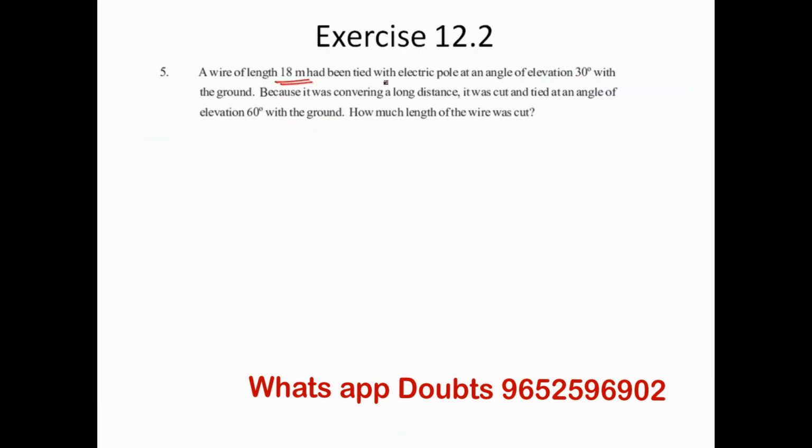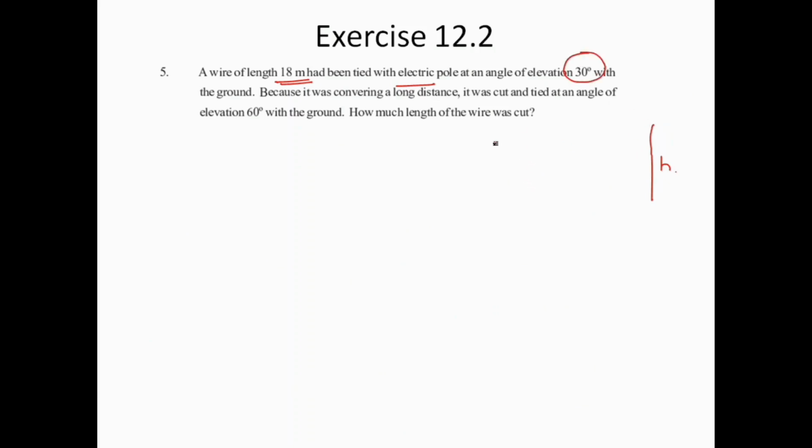A wire had been tied to the electric pole. Let me take the height of this pole as h. The wire is 18 meters long, at an angle of elevation of 30 degrees with the ground. At some distance, I'm taking the angle of elevation to the ground as 30 degrees. This is clear, right? Good. And because it was covering a long distance, it was at an angle of elevation of 60 degrees.